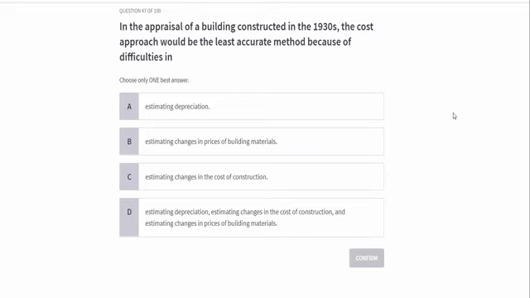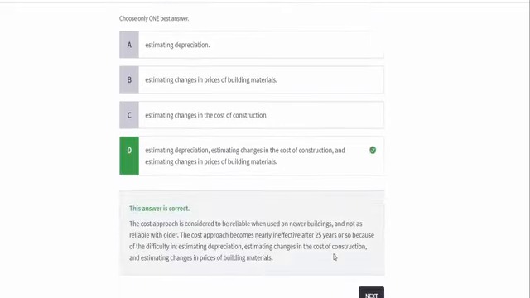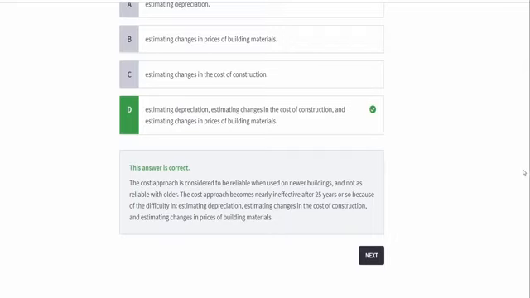Alrighty, so what's our answer for this one? Well, it's definitely going to be D. So it's going to be all of these examples here, guys. The cost approach is considered to be super reliable, but that's when it's used on newer buildings, and not reliable with older ones. And why is that?